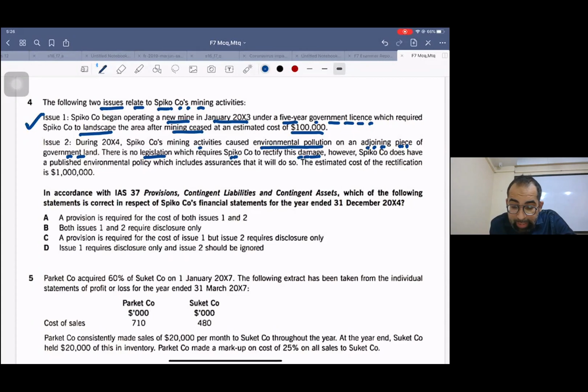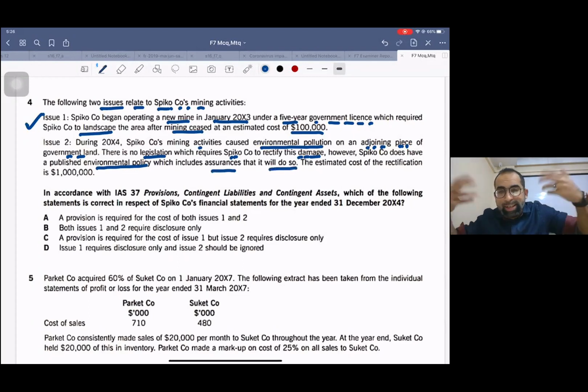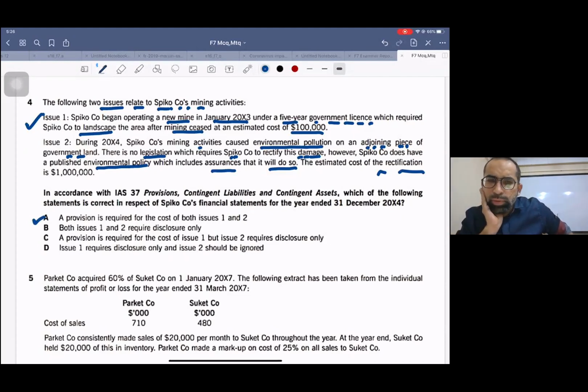However, Spyco company does have a published environmental policy which includes assurances that it will do so. Yes, so you have already announced the policy publicly. Once you have announced it, it has created a valid expectation. And once a valid expectation is created, there is a constructive obligation. So in this case also, you need to book the provision. So answer is A. Read it. This was not difficult at all. The first one is about legal obligation and the second one is about constructive.